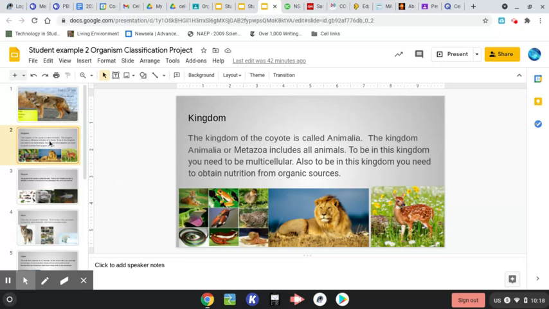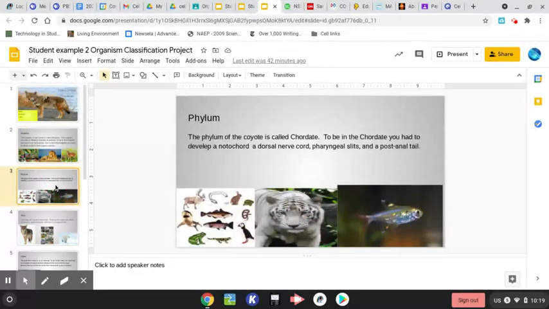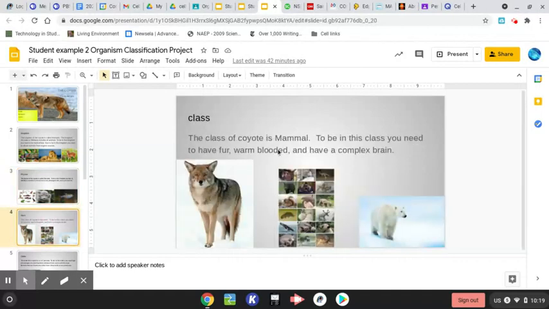I did want to point out too that the person who did this one did a really nice job of the descriptions, right? So Kingdom Animalia includes animals. You have to be multicellular. You have to obtain nutrition from organic sources, means you eat other things, right? You're a heterotroph. And the word heterotroph would have been nice to be used there. Okay, we've already talked about Chordata. The class of coyote is mammal. You need to have fur, you're warm-blooded, and you have a complex brain. So those are three characteristics.